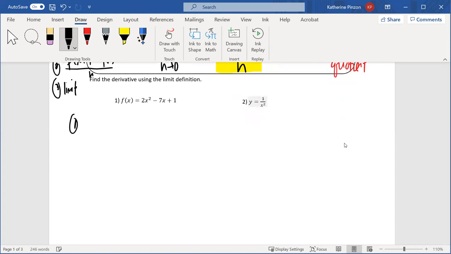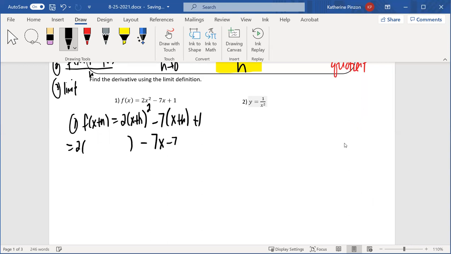Step number 1. F of x plus h. Here's my function. 2x squared minus 7x plus 1. How do I compute f of x plus h if that's my function? Yeah, plug x plus h in for all the x's, right? I'm going to have to replace this first x with an x plus h. I'm going to have to replace this second x with an x plus h. Everywhere I see an x, I'm replacing it with an x plus h. So I'm going to do 2 times x plus h squared minus 7 times x plus h plus 1. Okay, I'm going to do some simplifying. I'm going to distribute that 7.